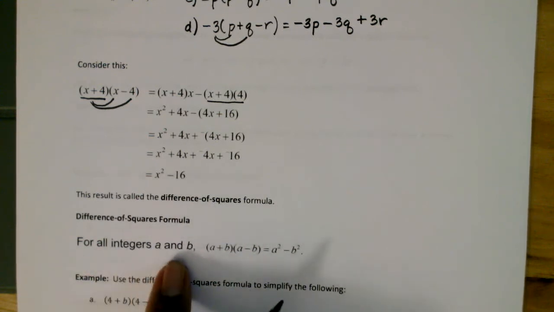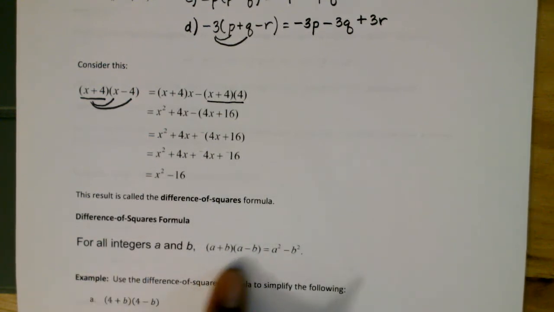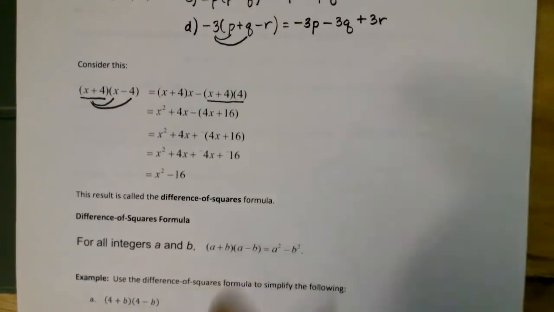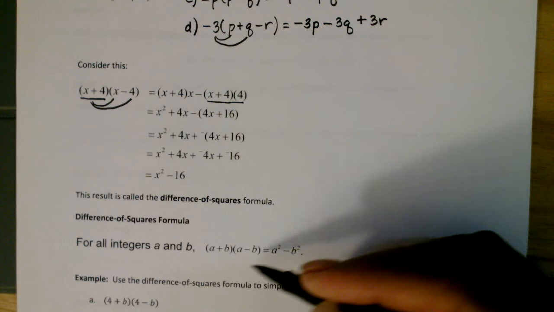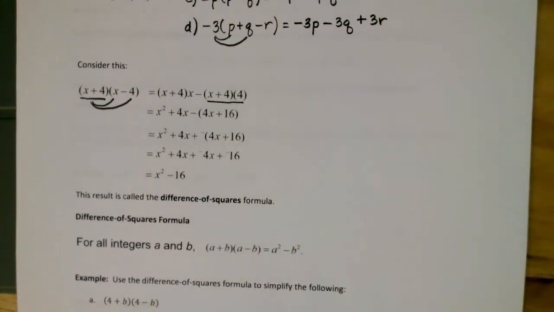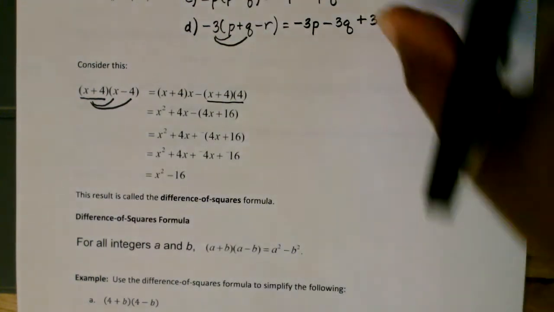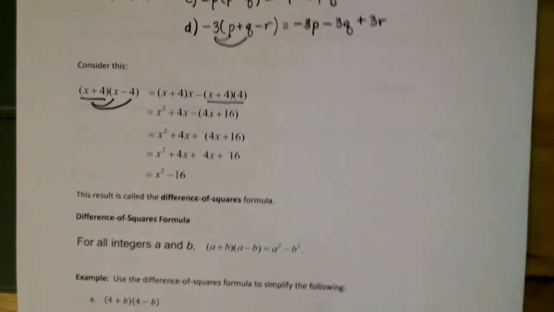For all integers a and b, a plus b times a minus b. If you have the sum and the difference of the exact same two terms, what you do here is square the first term and then minus the square of the second term. We're going to apply that to these examples here.